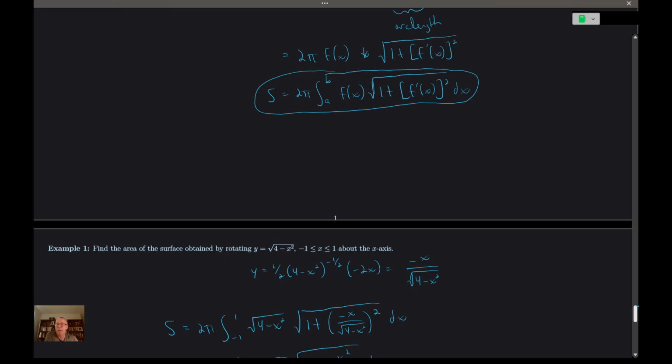If we're rotating around the y-axis, then we just need this function in terms of y instead of x, and that'll actually be given that way.